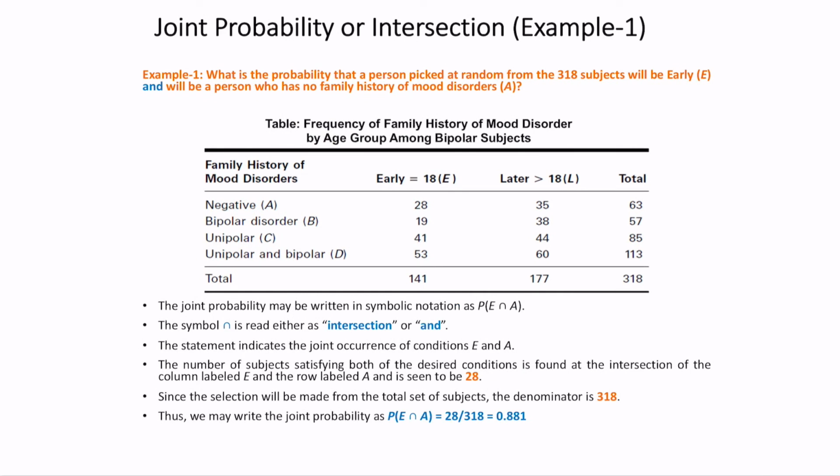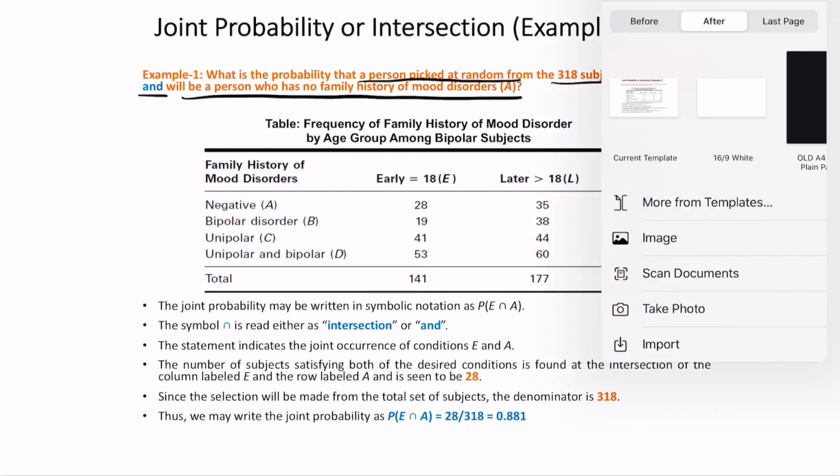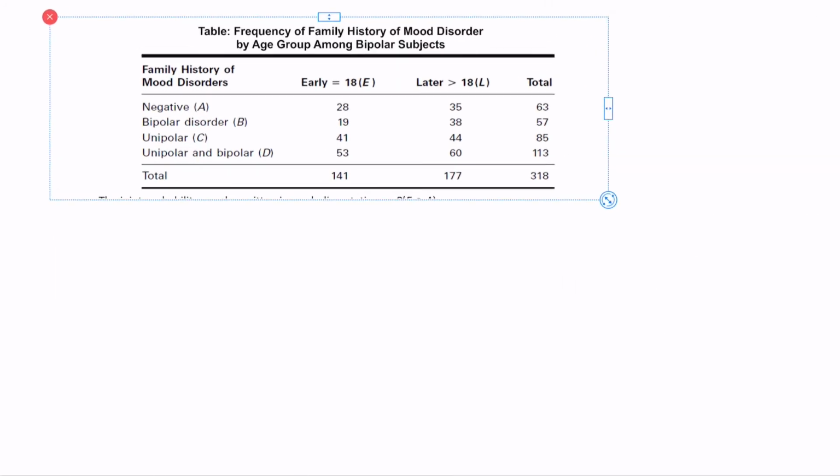Now let's take another example here. I'm not going to discuss the intersection again because we discussed this already. So let's use the problem that we already discussed. Here they are asking the question: what is the probability that a person picked at random from the 318 subjects will be early and will be a person who has no family history of mood disorders? So let's take the same data again.